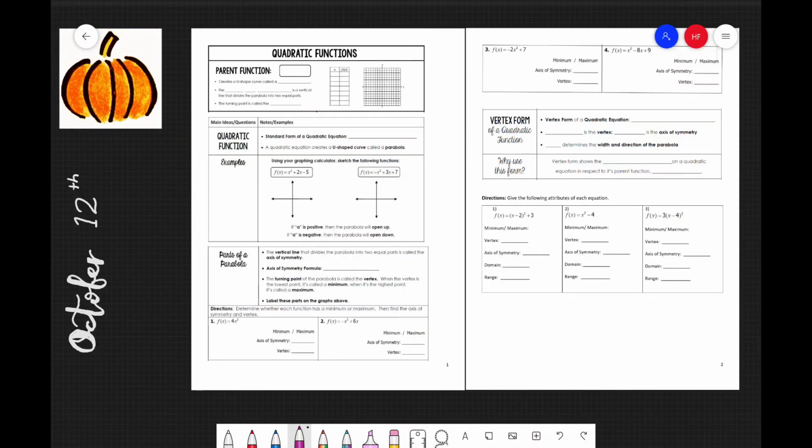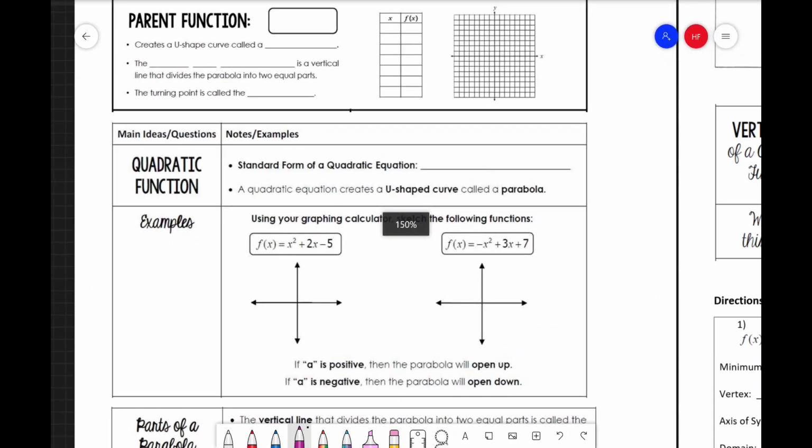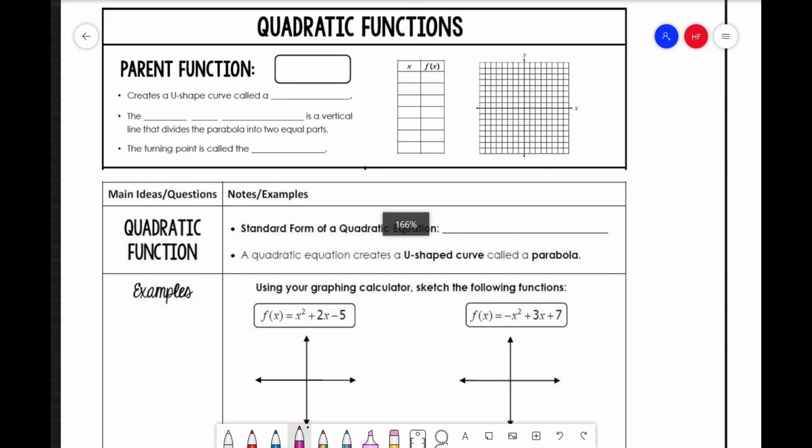Alright, today is October 12th, and we're going to be doing an intro to quadratic functions. So let's go ahead and get started. With our quadratic functions, we're going to have the parent function y equals x squared, meaning that all of my quadratic functions are going to stem from this one parent function. So it will create a U-shaped curve that we call a parabola.